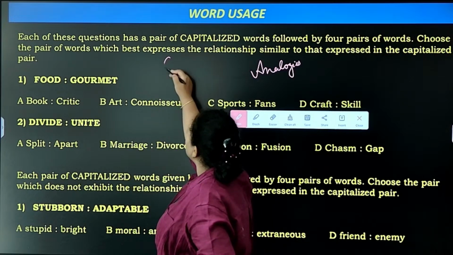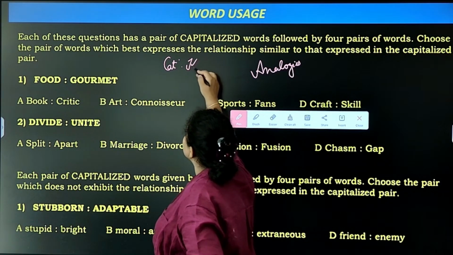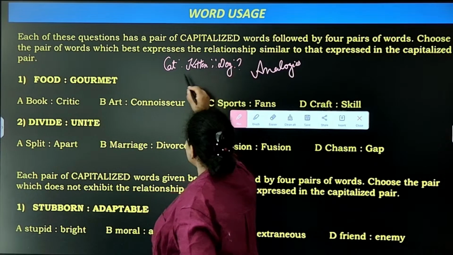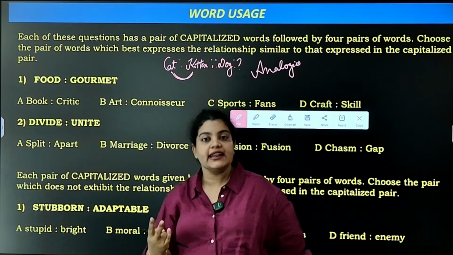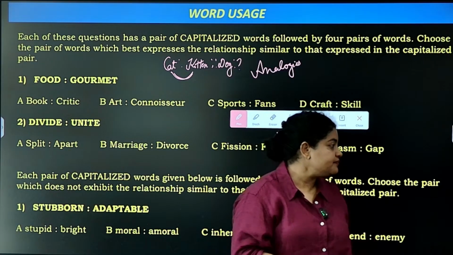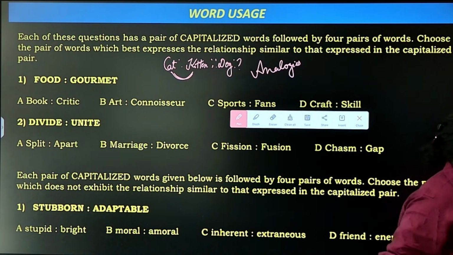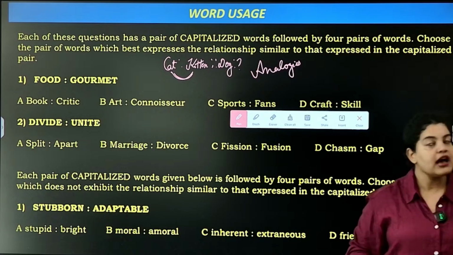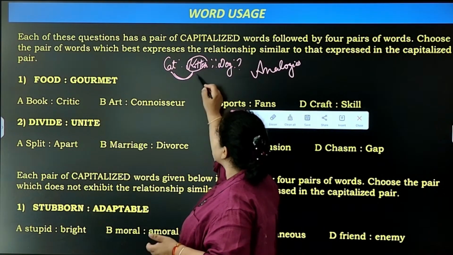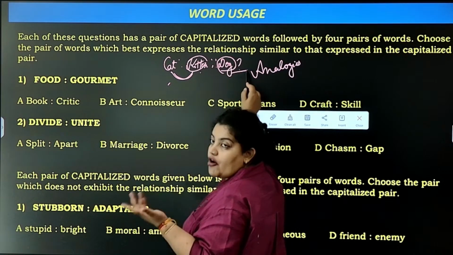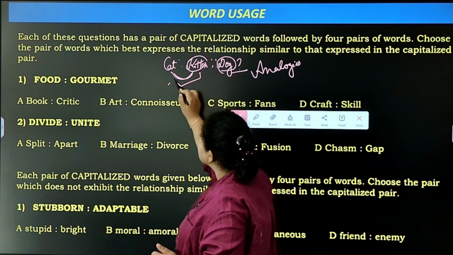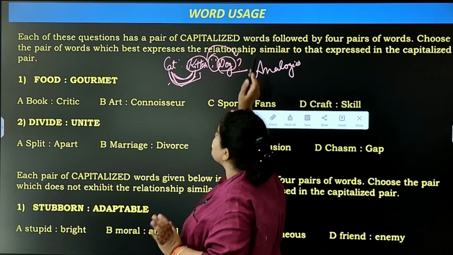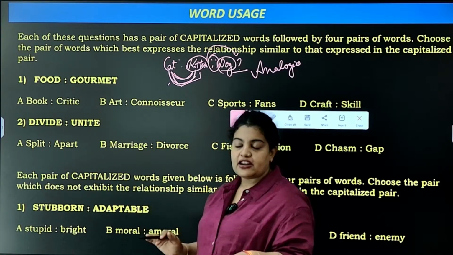For example, I have just given you a glimpse of it. Like cat is to kitten as dog is to what, right? So cat and kitten are connected to each other. What is the relation between cat and kitten? Yeah, it's a baby, an offspring. So we can say the kitten is an offspring of a cat. Similarly, what is the offspring of a dog? Puppy, right? So there exists a relation in the question pair, and you need to look for the similar relationship in the option set. This is what analogy questions are.